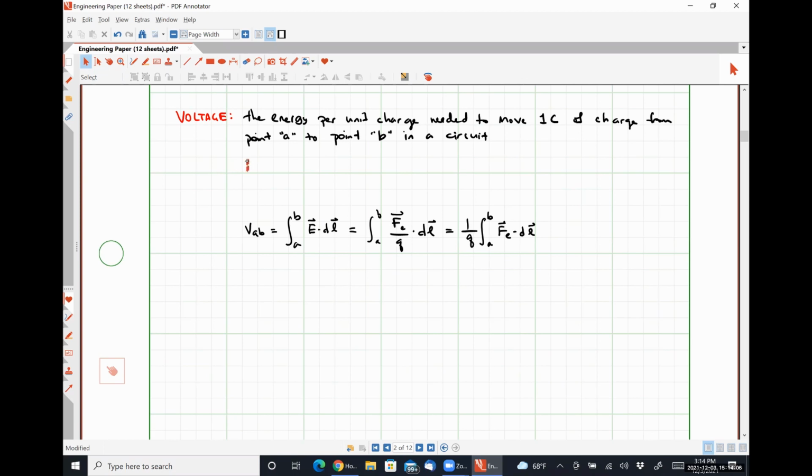So from the fundamental definition of how conservative line integrals work, we can say that voltage is simply the difference in electric potential between 2 points in a circuit. That second definition is the one that we're going to utilize the most in this class.